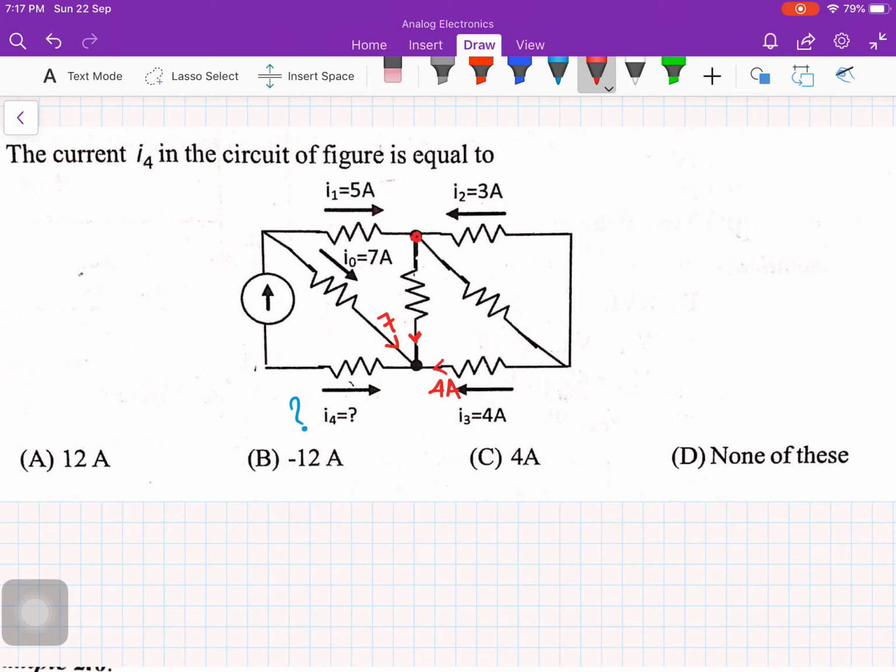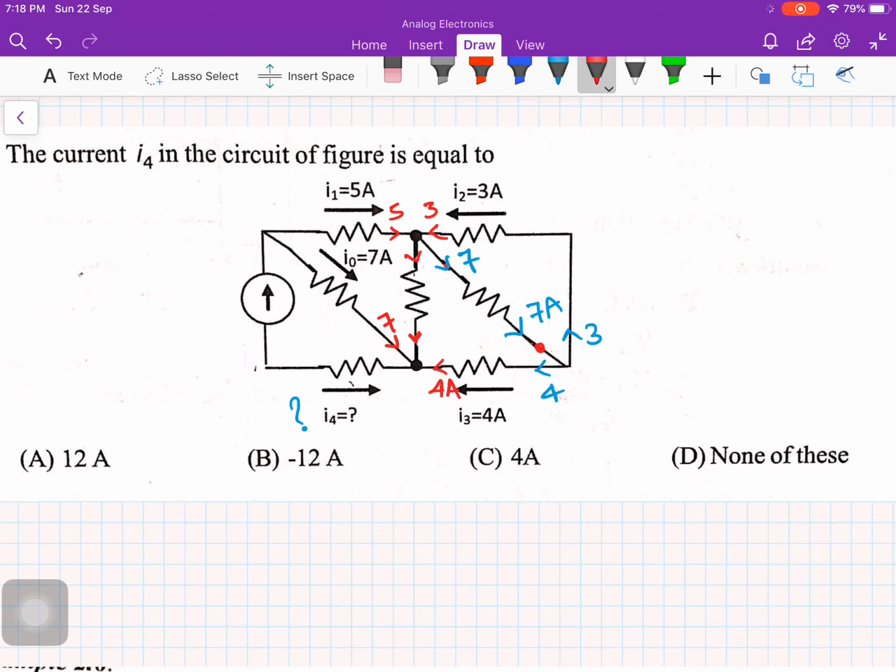So again, I'll see at this node now. So here I'm getting 5 amps, here I'm getting 3 amps. So I need to know the current which is in this branch. Alright, so I'll come at this point here and I'll see 4 is going there, 3 is going there. So it's kind of splitting if you see. So here the current which is flowing is 7 amps. Alright, so I got 7 here, 5 and 3 here.